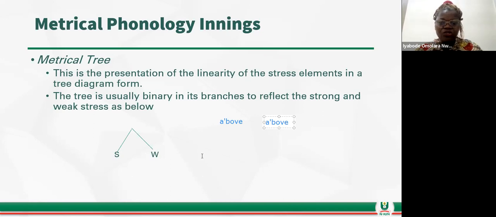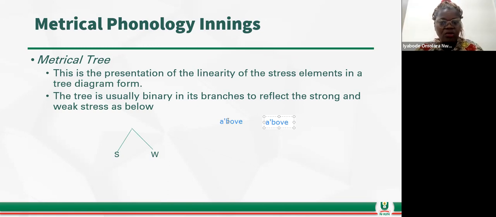And I was trying to demonstrate why you can have weak and strong. I was not drawing, I was not putting this example. So when we say a binary tree, we are talking about a metrical tree. Binary tree is a strong and weak stress. Or in the case that you have, like you have in the word above now.